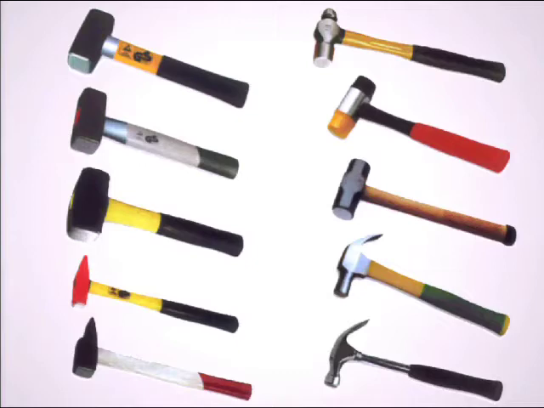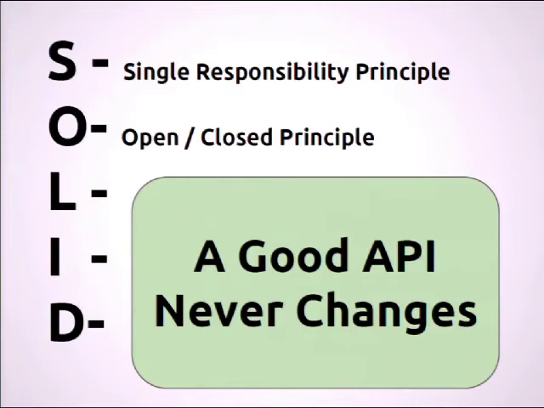Instead, you can have narrow focused responsibilities where you have a set of different hammers and every single hammer is designed for its job. It has one reason for being. And this is what we want our objects to be. We want them to have one reason for being, one reason for changing. A good API never changes. More formally, the open-closed principle.